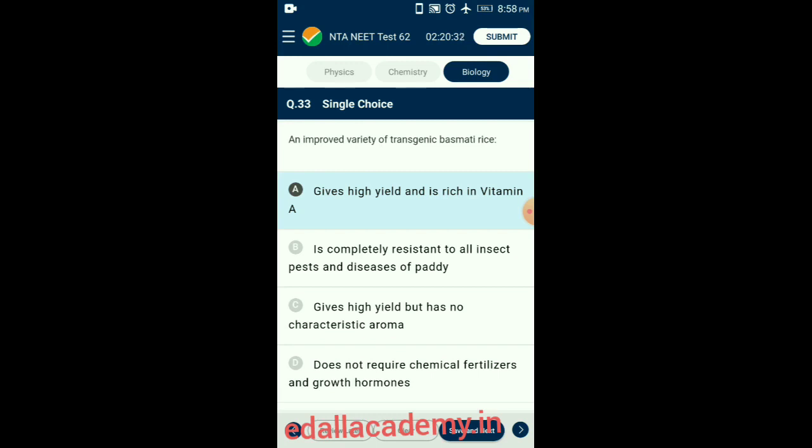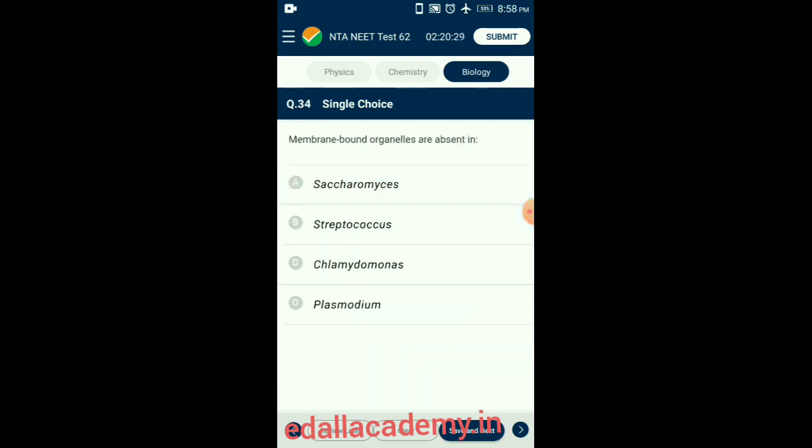Question number 34. Membrane bound organelles are absent in Streptococcus. Streptococcus is a bacterium that is included under kingdom Monera. Monerans are prokaryotes which do not have membrane bound organelles like mitochondria, endoplasmic reticulum, Golgi apparatus, etc. Saccharomyces, Chlamydomonas, and Plasmodium are eukaryotes that have membrane bound organelles. So the correct option is option B, Streptococcus.